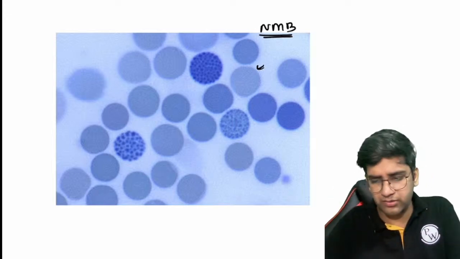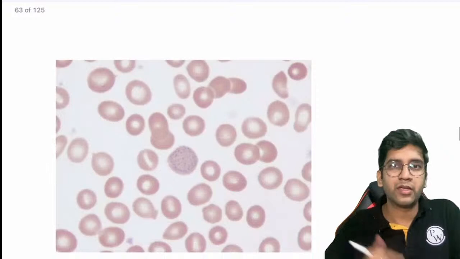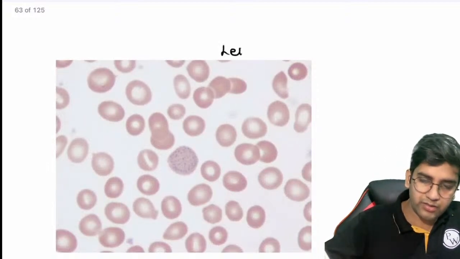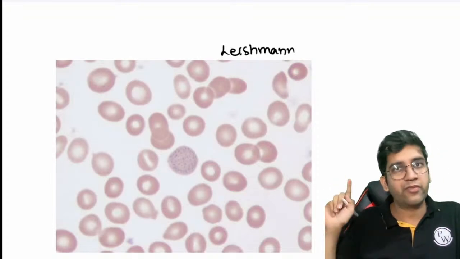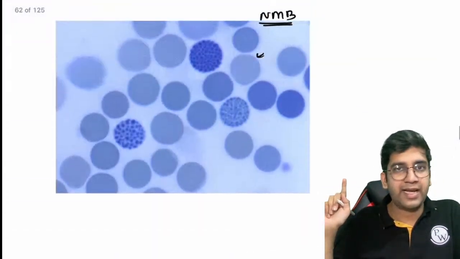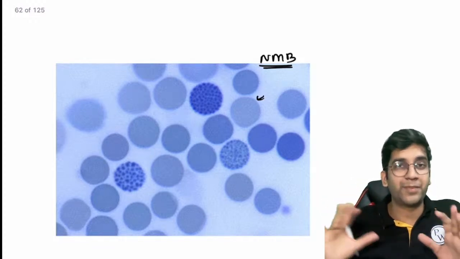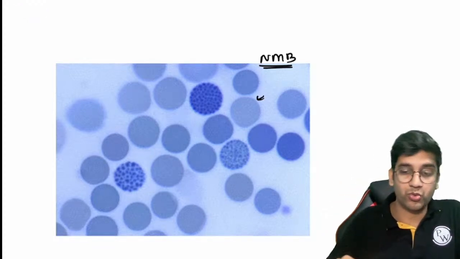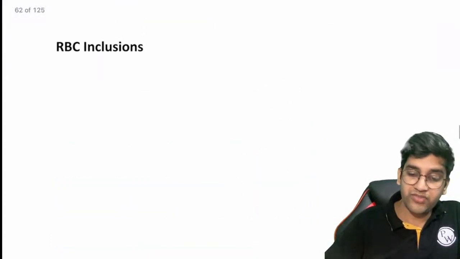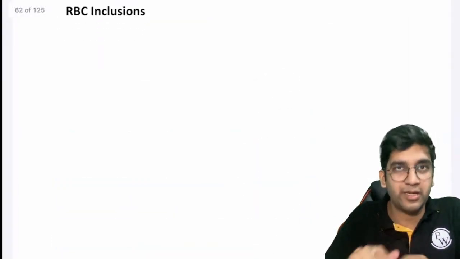They are not red in color. Look at this RBC, red in color. This is a Leishman stain. I have Leishman stain where my RBC looks reddish in color, and I have new methylene blue stain where my RBC looks bluish green in color. That's how the appearance is. You have to differentiate these two. Once you differentiate these two, it's very, very simple to identify RBC inclusions.